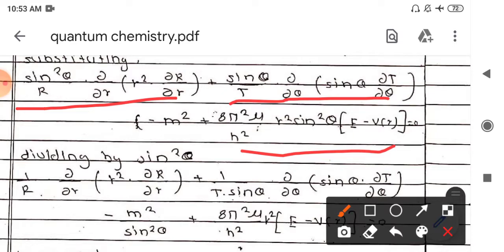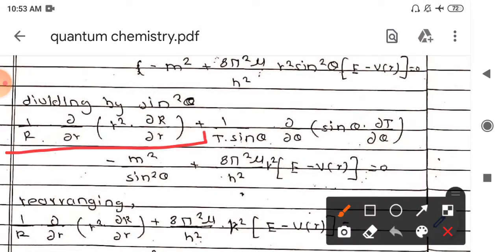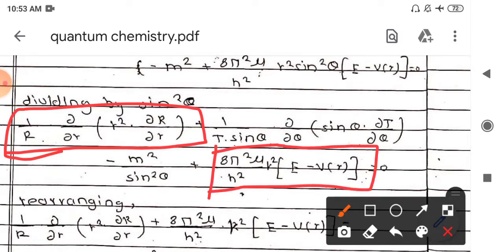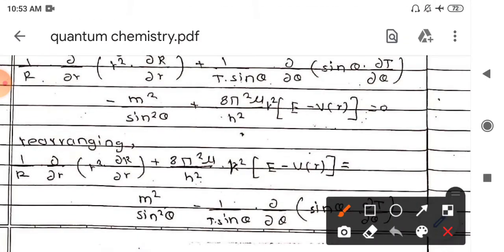So how can we convert that? We simply need to divide by sine square theta. The sine square theta cancels out in the r terms, so we are left with an equation containing terms of r only, and the last term is also an equation of r only. So these two terms are equations of r. The second term is an equation in terms of theta, which is again a constant term that depends upon theta only.